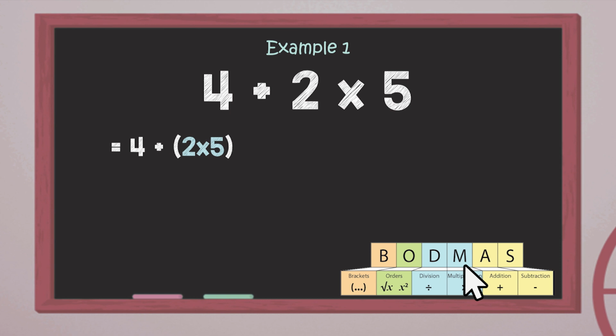So let's work what is in the bracket. 2 multiplied by 5 will give us a total of 10. So in the next line, we have 4 plus 10. Our answer there would be 14. You see how simple it is, boys and girls? I know you will be able to do this correctly at the end of this discussion.